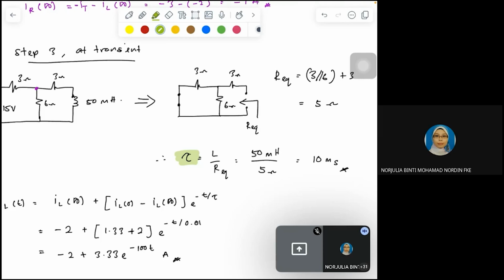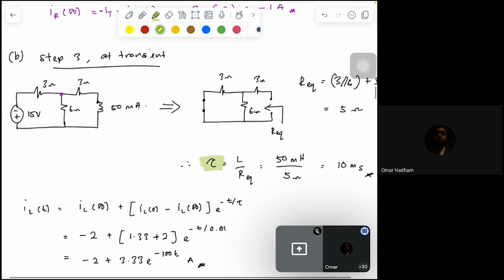Yes, Omar. So the transient state is at t equals 0, yes? Yes, so at step 3, at transient, we need to draw the circuit after 0. So in this example, the inductor will be changed to an open circuit, and my question was regarding the capacitor. Will it be a short circuit?